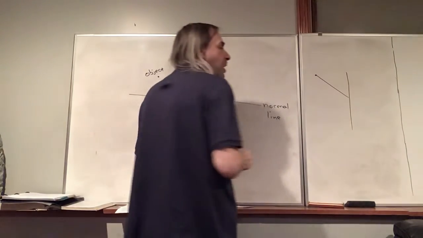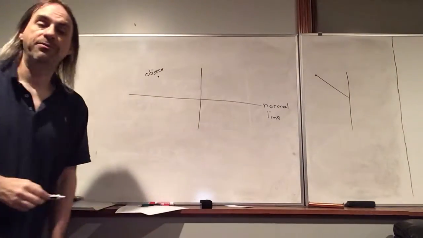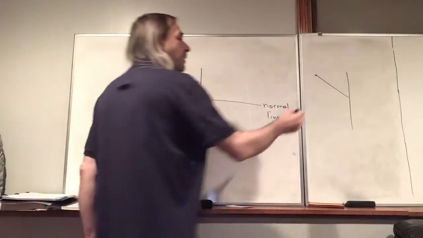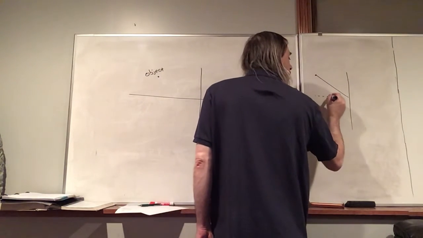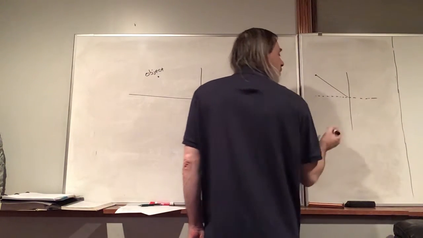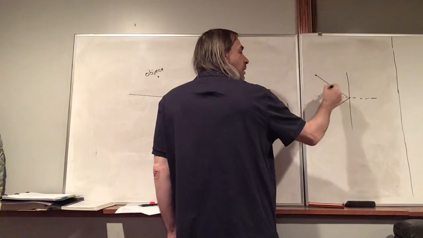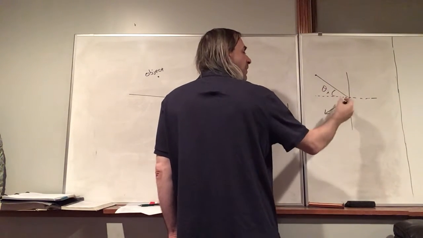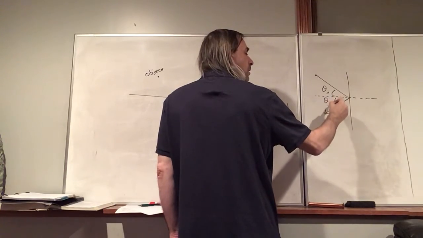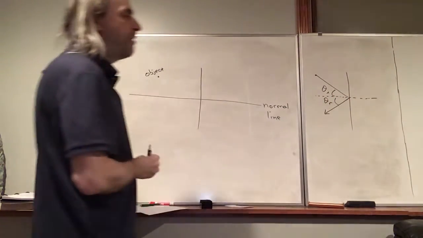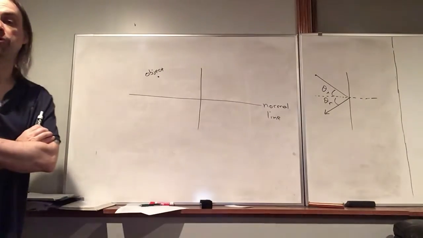So let's say a beam of light hits a mirror. It's going to bounce off. How is it going to bounce off? Well, let's draw a normal line where the light hits the mirror, and it's going to bounce off. Let's call this the angle of incidence, and let's call that angle the angle of reflection.